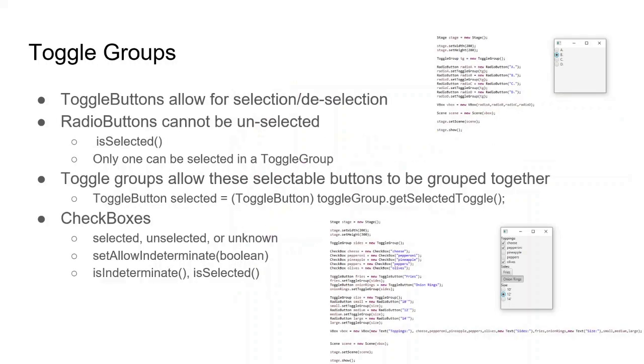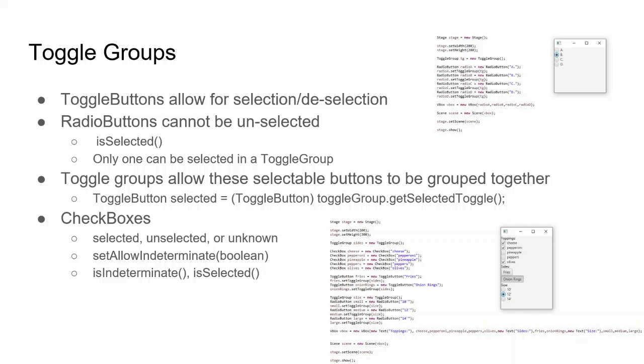So another way you can get user input is buttons, and we've already gone over buttons in previous lessons, but now we're going to go over button groups. So toggle buttons allow for you to select and deselect a button, not just when it's clicked, but also when it's selected. Radio buttons are kind of the circular fill-in bubbles that you see, and they cannot be unselected, at least alone. So you can use isSelected for both of them to see whether they're selected, and if they're in a toggle group, then only one can be selected at a time.